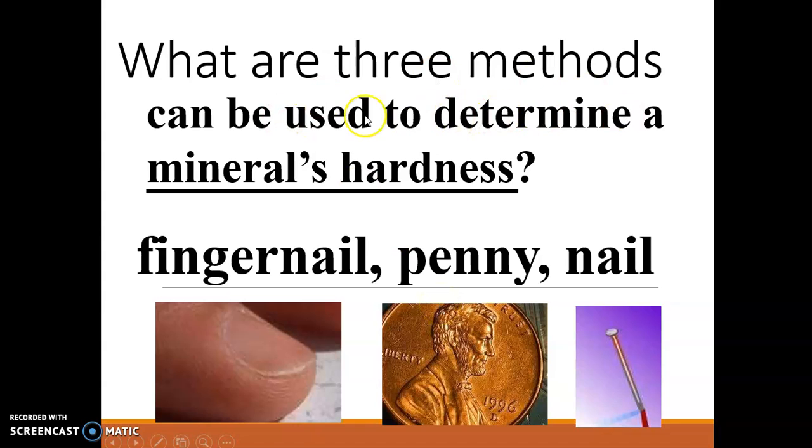What are the three methods that can be used to determine a mineral's hardness? Definitely, it's the fingernail, penny, and also nail.